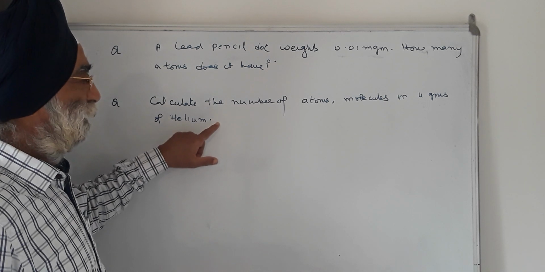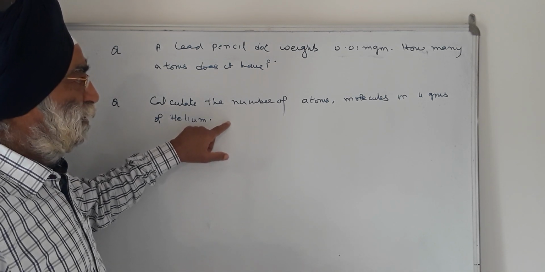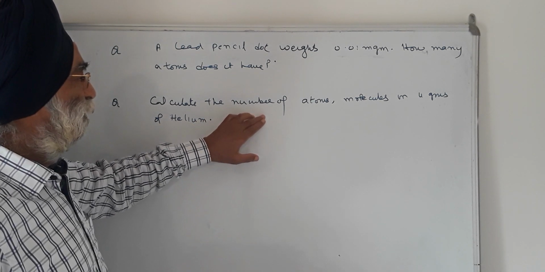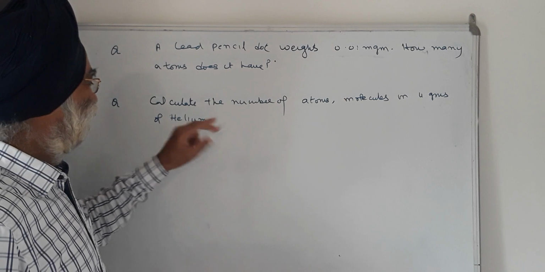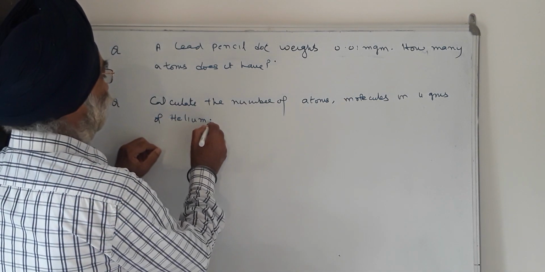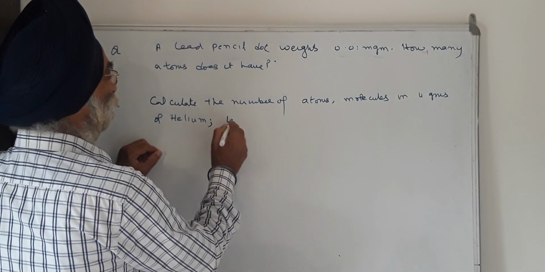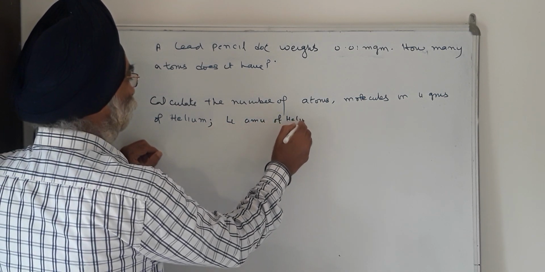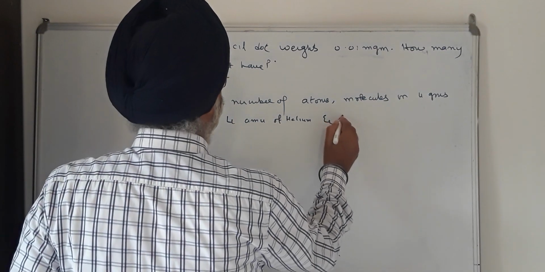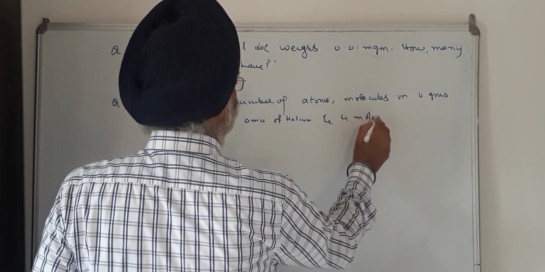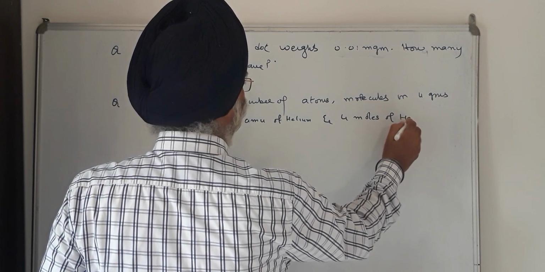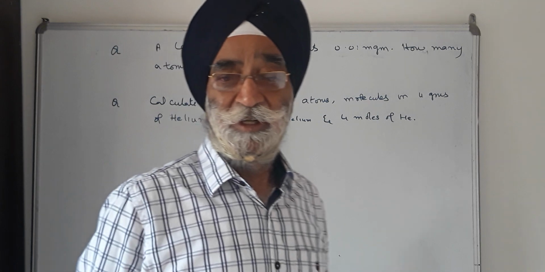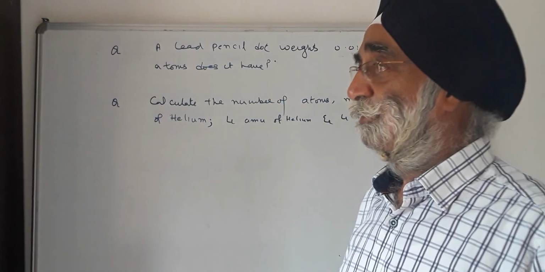I just extend this question, the second question, which is: calculate the number of atoms, molecules in 4 grams of helium. I extend it for 4 AMU of helium and 4 moles of helium. This will give us comprehensive information about the discussion on mole and mole concept.